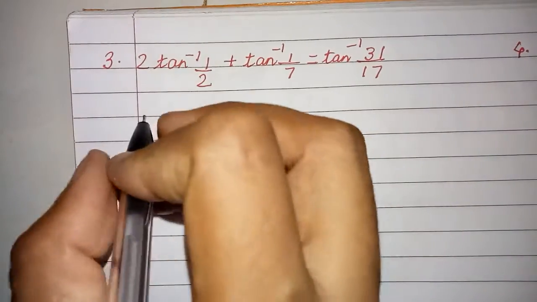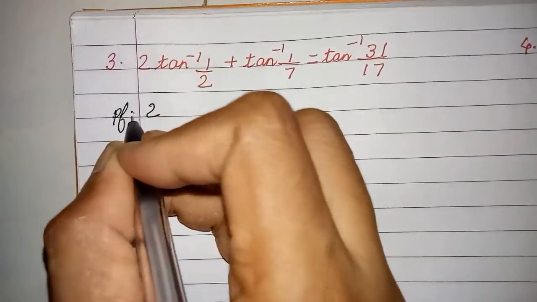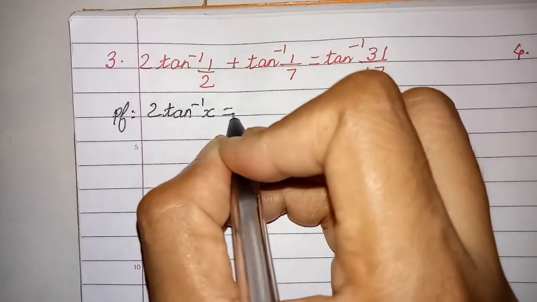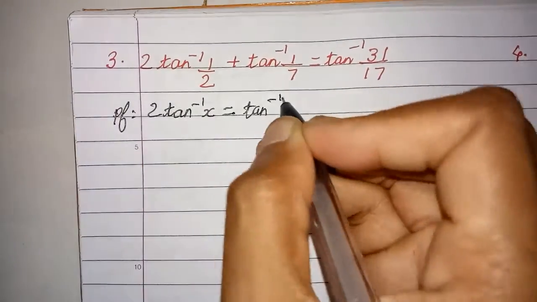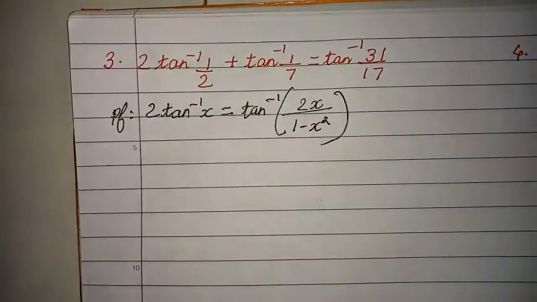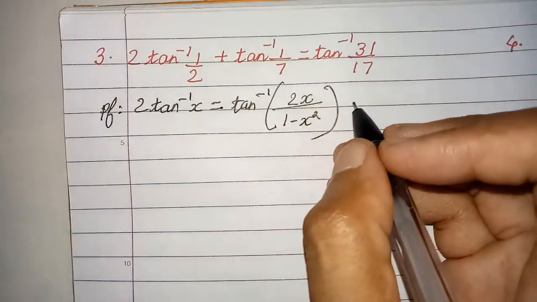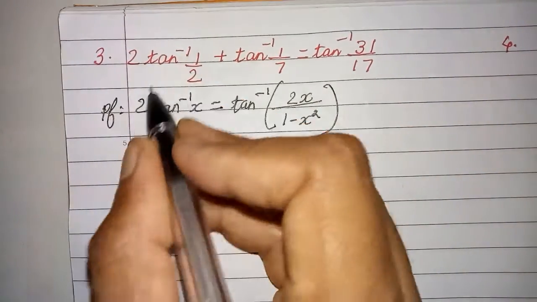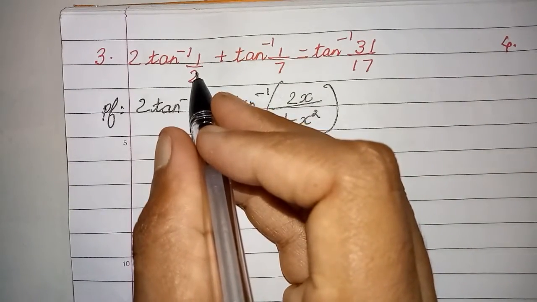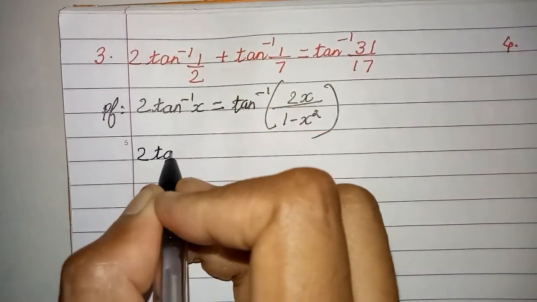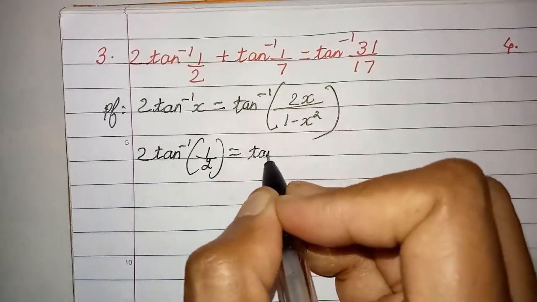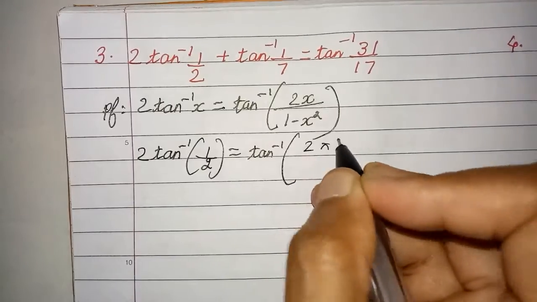Is that clear? Now if you remember, children, in the last class we have seen the formula for 2 tan inverse of x. What is the formula for 2 tan inverse of x? It is defined as tan inverse of 2x upon 1 minus x square. This is your formula. Yes, this is your formula. So now this is looking same. If I compare this, your x happens to be half here. Just compare. So what will happen now? This will be changed to 2 tan inverse of half will be equal to tan inverse of wherever you see x, you put it half.